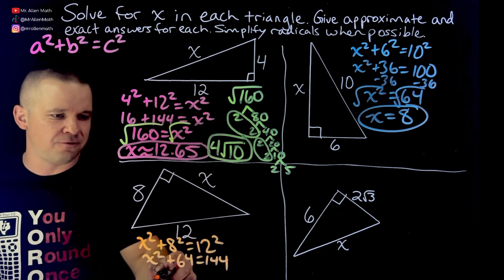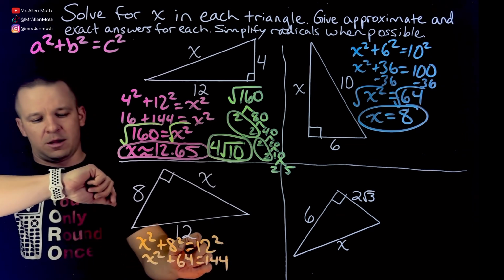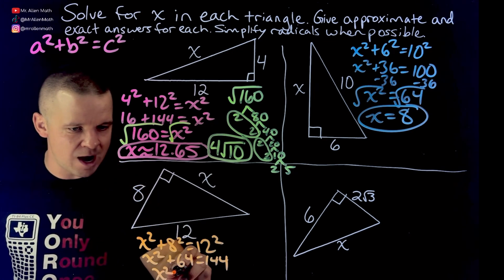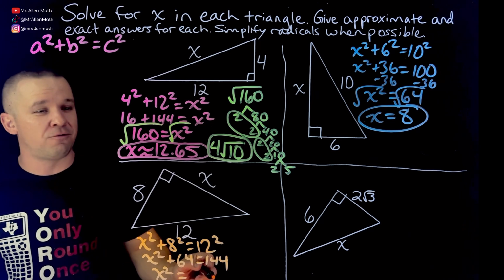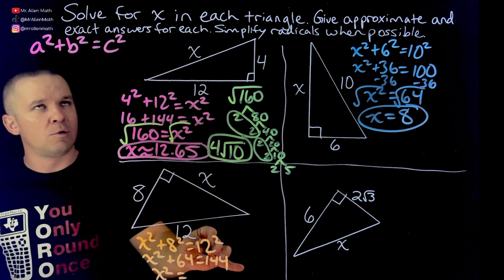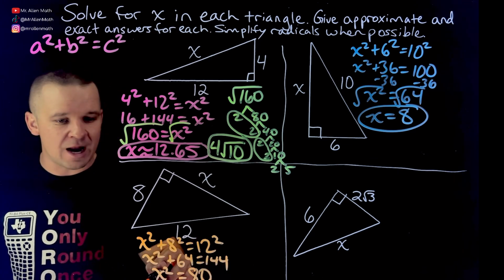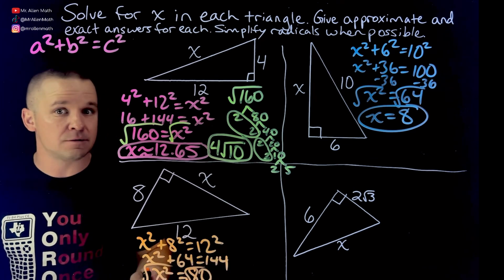I'll subtract 64. I know I'm going to run out of room here. I'm probably getting kind of close. Let me see if I can see it on my watch. Got one more line in this thing. X squared equals, if I subtract 64, what do I get? 80, right? 144 minus 4 is 140. Minus 60 is another 80. Okay, cool. And then I will square root on both sides, okay?